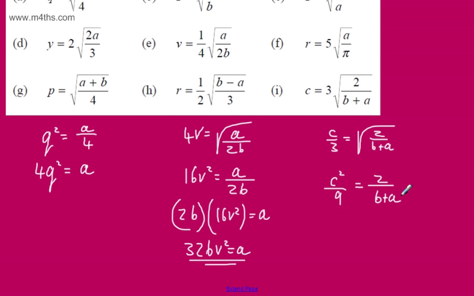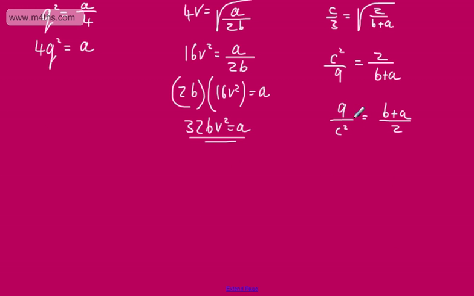At this stage, I can use a trick. I can go ahead and cross multiply, or I can use the following trick. I can write now, because I want to make a the subject, 9 over c squared is equal to b plus a over 2. All I've done is inverted both fractions. If you want to hit pause and think how that's done, please go ahead and do so. What I'm going to do shortly is show how I've done it the long way around.